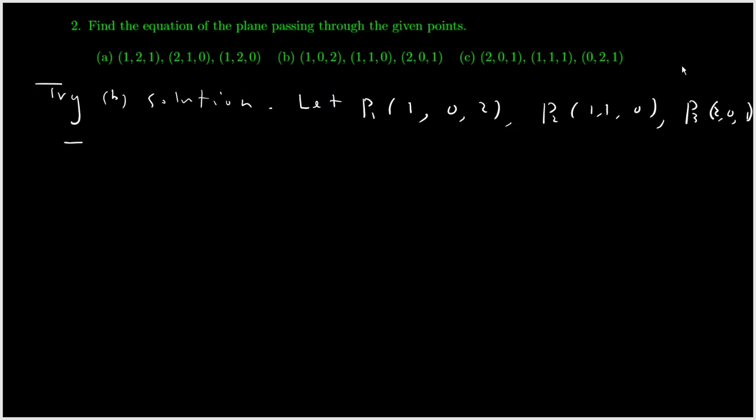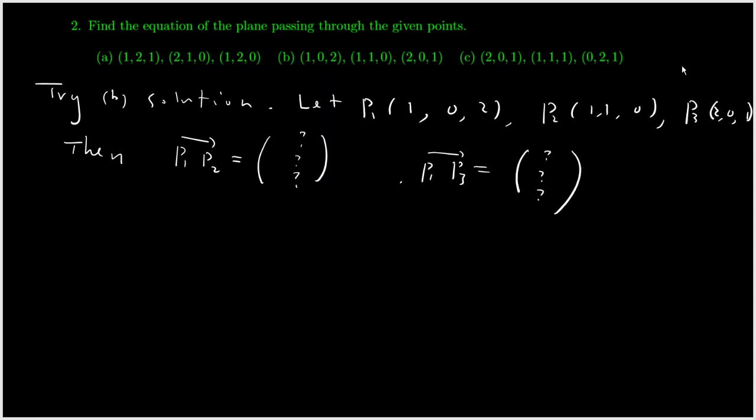Okay, and then I want you to work on this question. Probably you want to compute P1P2, so get me the three components of P1P2, and get me the three components of P1P3. And then you'll say something like the vector n, which is the cross product of the two vectors.